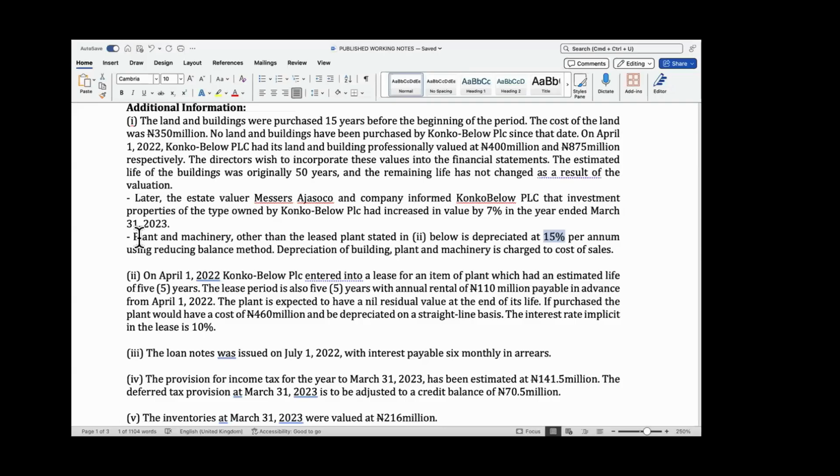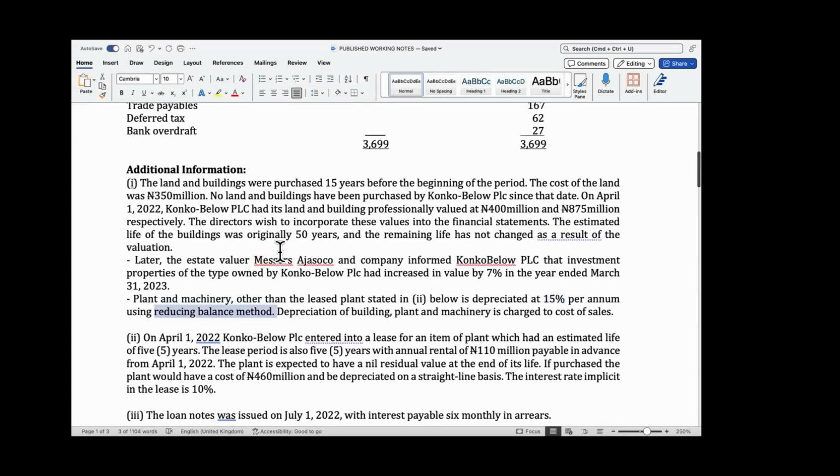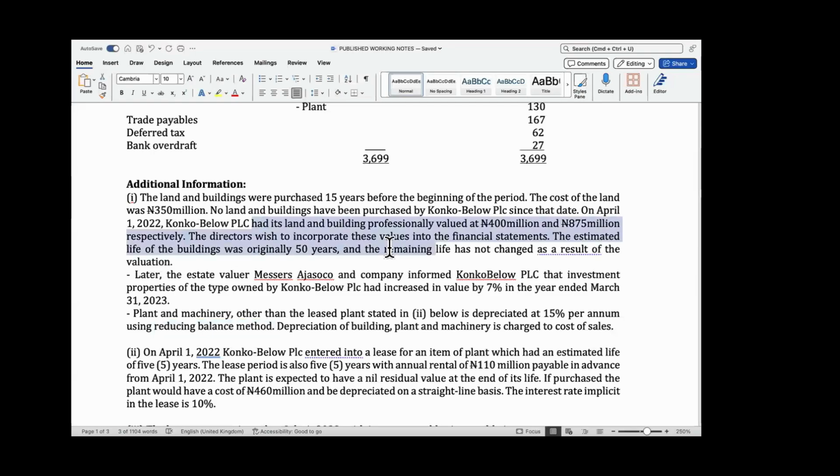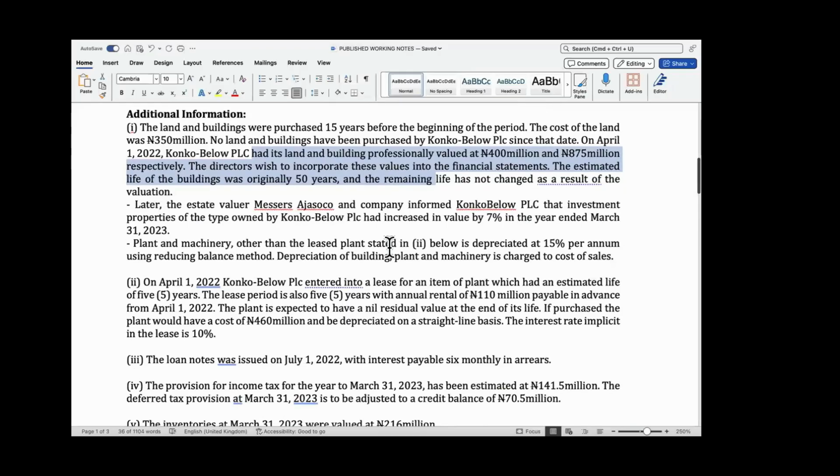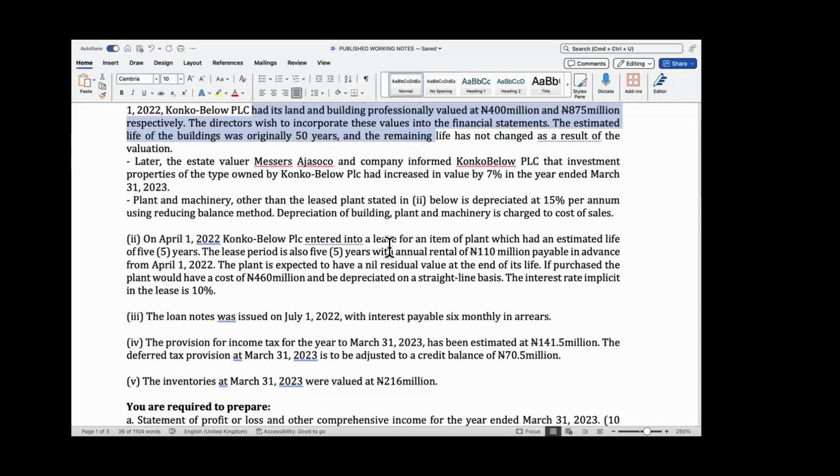With this information, I know that because they said plant and machinery other than leased plants is depreciated at 15% per annum using the reducing balance method, that also tells me that when I want to value this building, I need to use the reducing balance method. And using the reducing balance method, if you remember what I taught you, your depreciation will be calculated at 15% on the carrying amount, on the opening carrying amount. If they had told you that depreciation is calculated on cost using the straight line method, that means it's going to be 15% on cost.